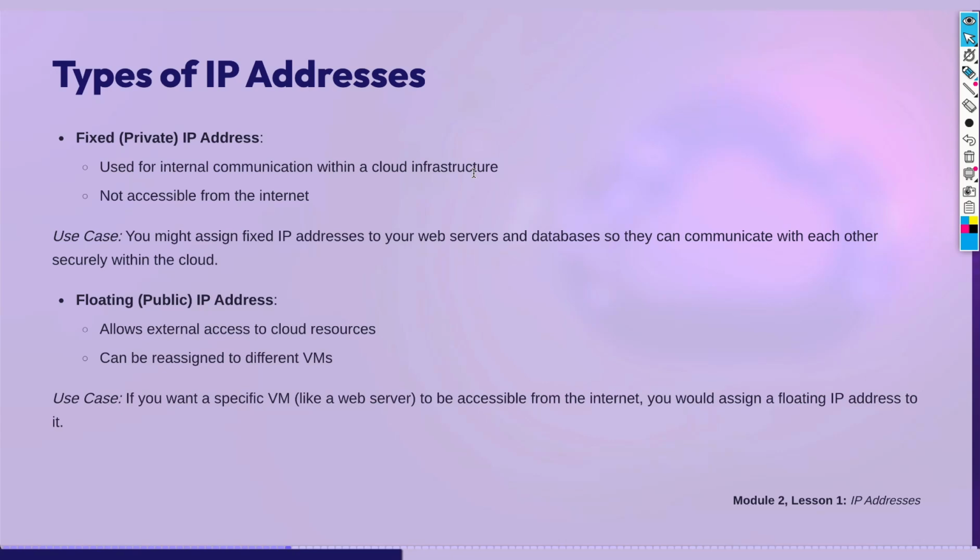And this makes them ideal for managing public-facing resources like web servers or other cloud services that you want to expose externally. So a use case would be if you want a specific VM, like a web server, to be accessible from the internet, you would assign a floating IP address to it. And you can also remove that floating IP if you don't want that one and make a new one, and then just easily assign it back to that web server.